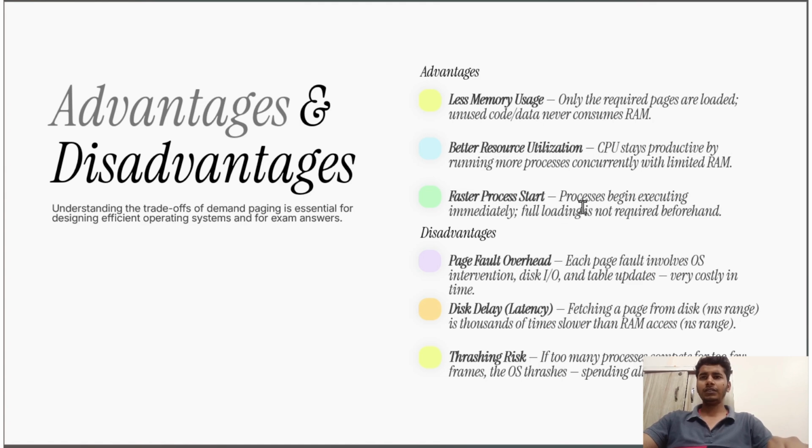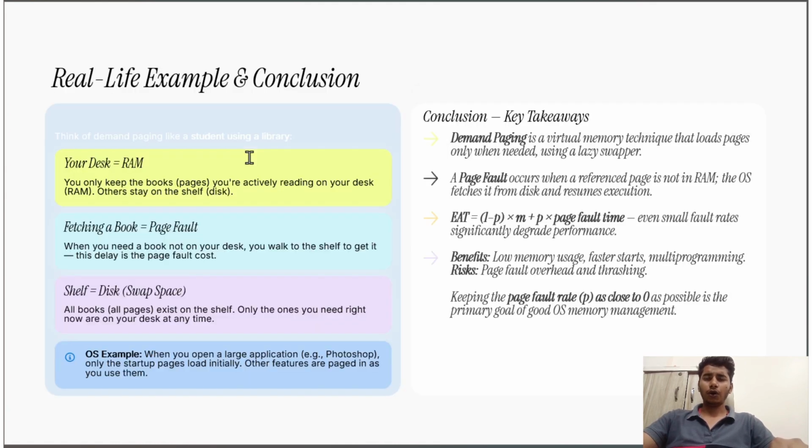And our last module is a real life example and conclusion. Think of demand paging like a student using a library. Fetching a book is equal to a page fault. When you need a book not on your desk, you walk to the shelf to get it. This increases the delay. The shelf is the disk swap space. All books exist on the shelf, and only the ones you need right now are on your desk at a time.